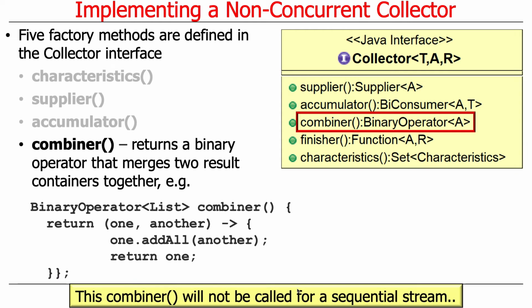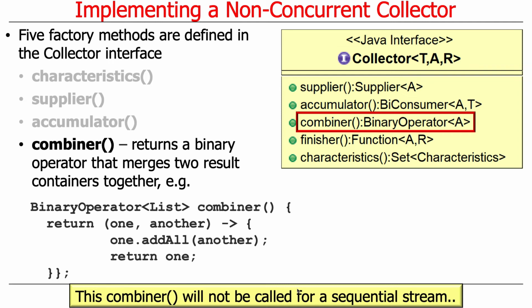The next method is called the combiner. And if you have a parallel stream, then the combiner is used to take the results of one sub-result and take the results of another sub-result and join them into a combined result. So it merges two sub-result containers together. And again, this will make more sense when we talk about parallel streams. We don't really have to worry about that for sequential streams.